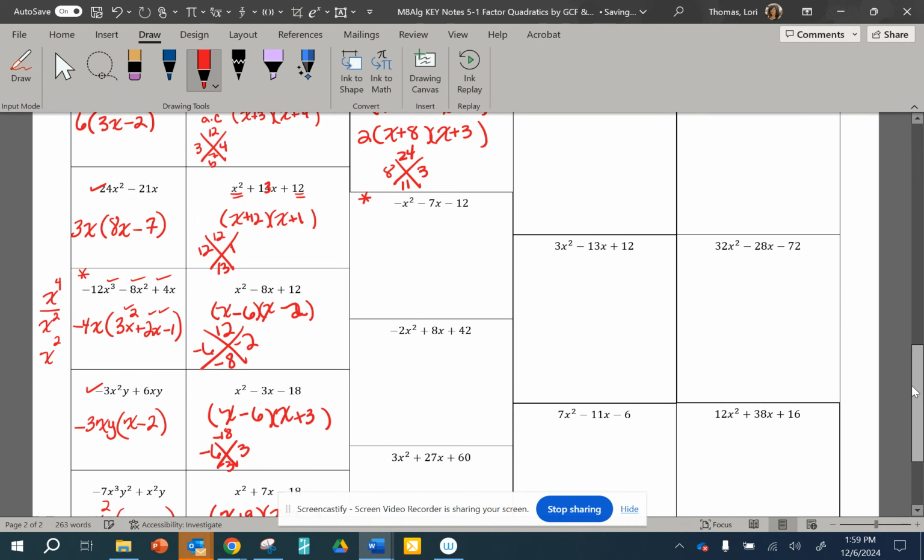Here we have another leading coefficient of negative, so we need to factor out the negative 1 first. That gives us x squared plus 7x plus 12. Set up for your linear binomials. We have 1 times 12 and then 7. So it looks like 4 and 3 or 3 and 4. So factor x squared, factor 12 into plus 4 plus 3.